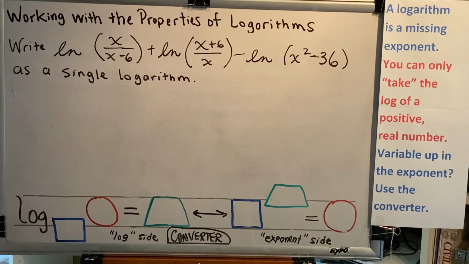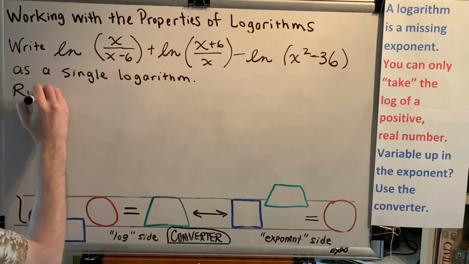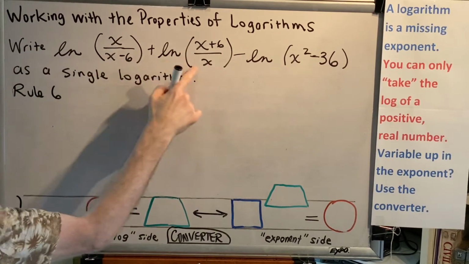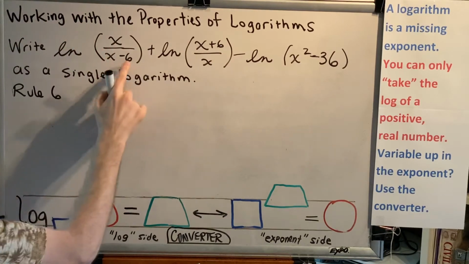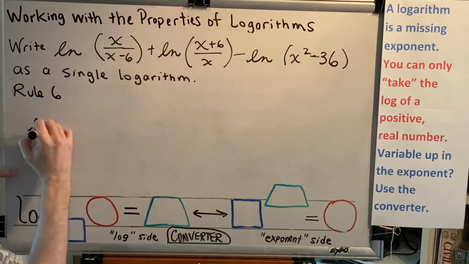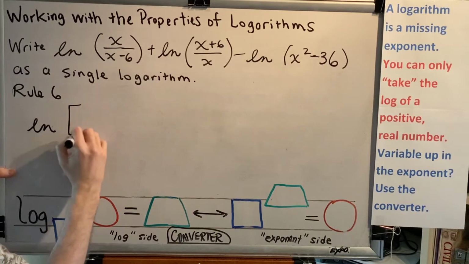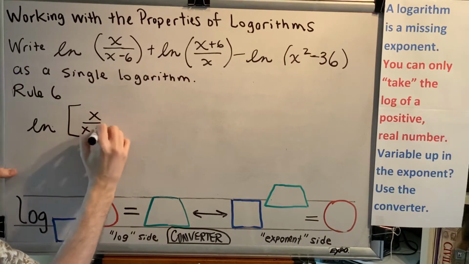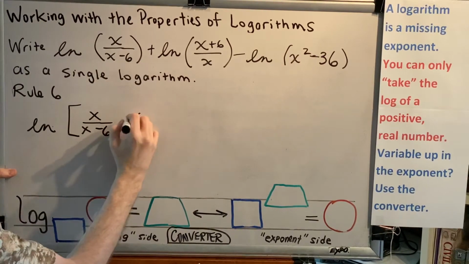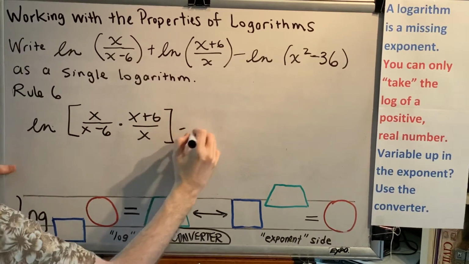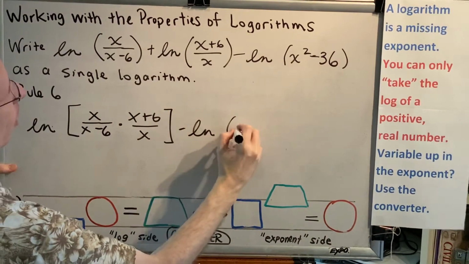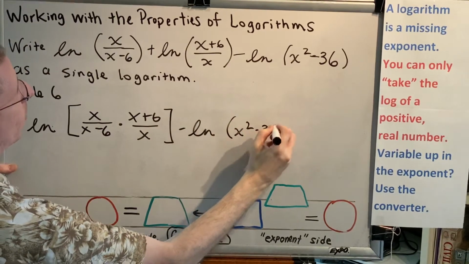Okay, so we're first going to start by using Rule 6. Rule 6 says that when we have two logs being added with the same base, we can combine them into one log just by multiplying the arguments together. So this will give us the natural log of x over x minus 6 times x plus 6 over x. Of course, we still have the rest of the problem, minus the natural log of the difference x squared minus 36.